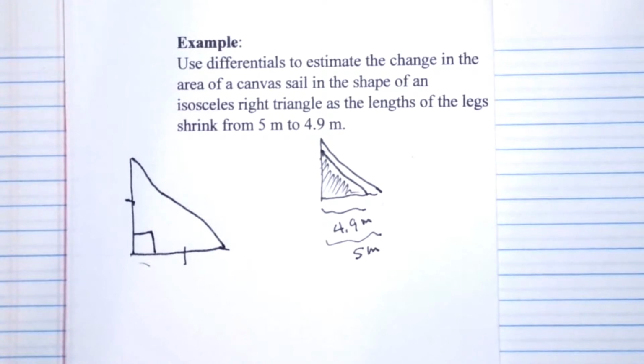Alright, so what do we do? Well, note the things that are changing. In this case, we are told that the length of the legs shrinks. So that's changing, and then we're asked to estimate the change in the area. So that's the other thing.